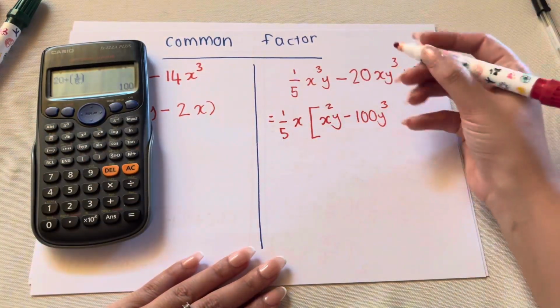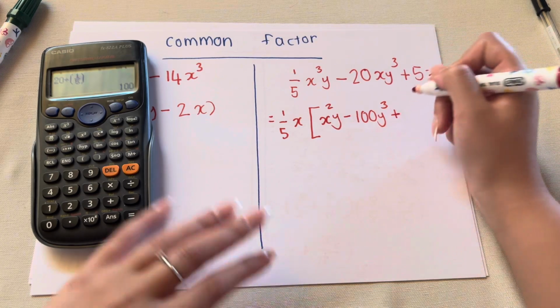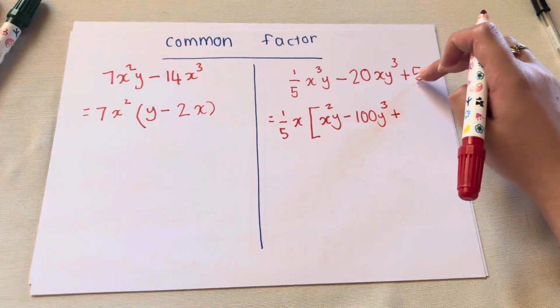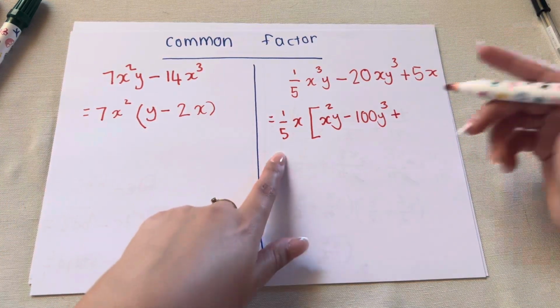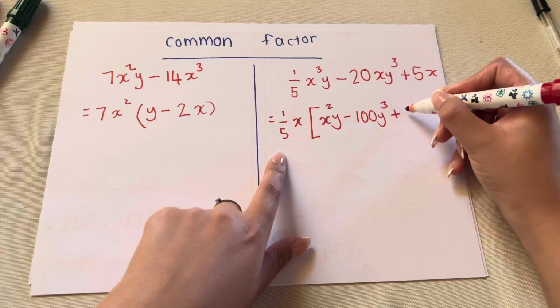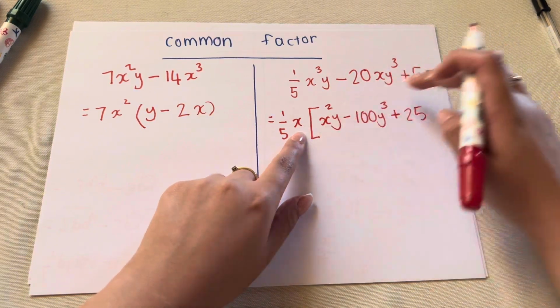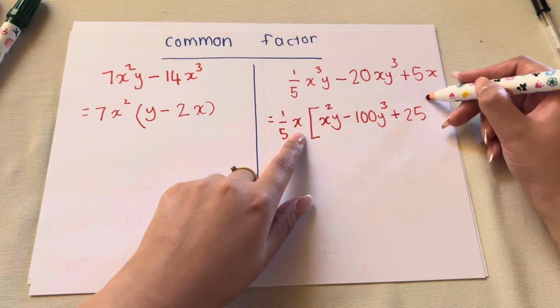And then I'm going to do the same process here. How many times can a fifth go over here? So a fifth goes into 5 25 times. Now, because we've got x and x here, it goes into itself once, so we needn't write it.